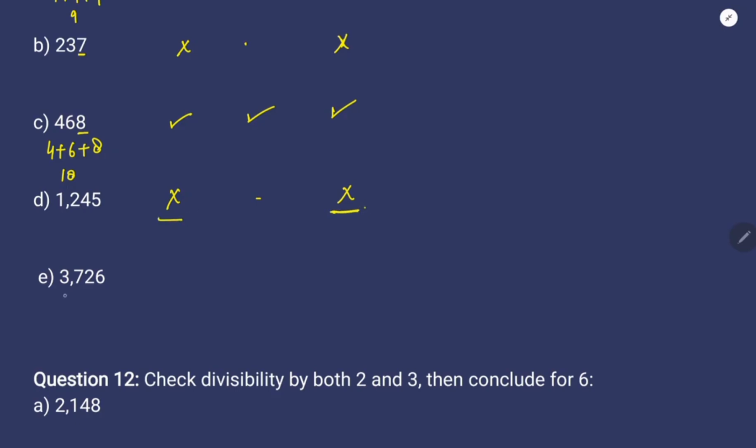Okay. 3726. It is a yes for 2. Then I will add 3 plus 7 plus 2 plus 6. 3 plus 7 is 10. 10 plus 2 is 12. 12 plus 6 is 18. Yes. So it is a yes here, right?